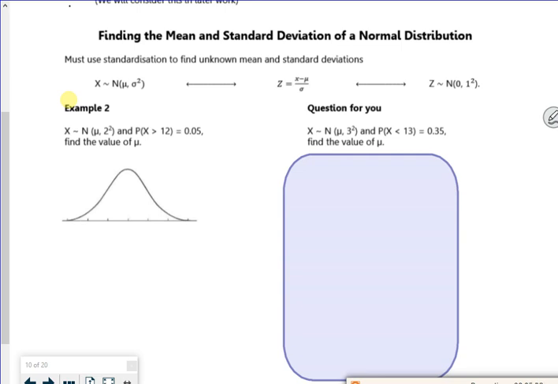Right then, so it tells us, in this example, that we don't know mu. But we do know that the probability that x is greater than 12 is 0.05.